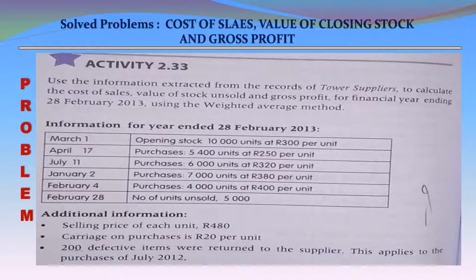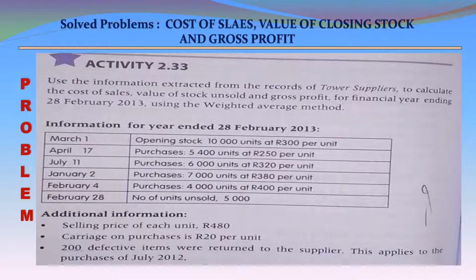Information for year ended 28th February 2013. March 1. Opening stock 10,000 units at 300 per unit. April 17. Purchases 5,400 units at 250 per unit. July 11. Purchases 6,000 units at 320 per unit. January 2. Purchases 7,000 units at 380 per unit. February 4. Purchases 4,000 units at 400 per unit.